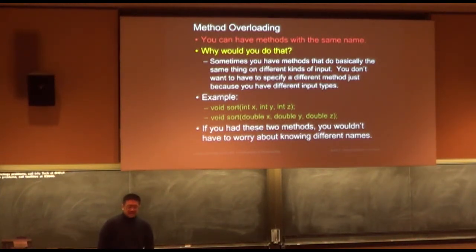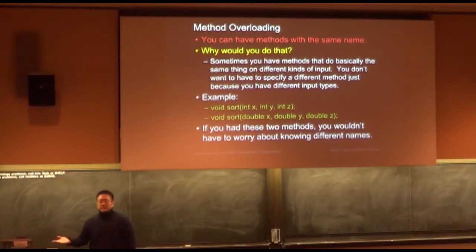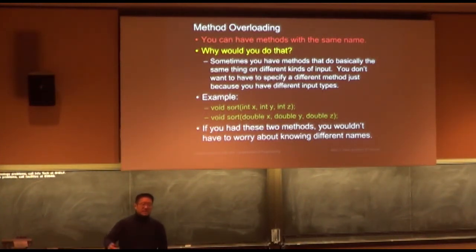You might ask, why would you ever want to have methods of the same name? The reason is that sometimes I want to do the same conceptual job, but with different kinds of inputs. So I can have a sort that takes integers, a sort that takes doubles, and a sort that takes strings. All these sorts work on the same conceptual idea of changing the order of these values. But I don't want to give them different names, like sortIntegers, sortDoubles, or sortStrings. I just want to say sort.